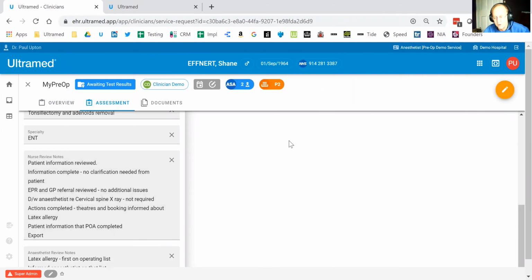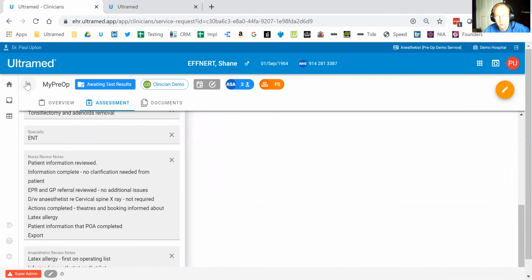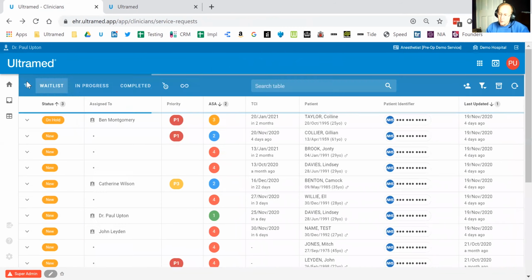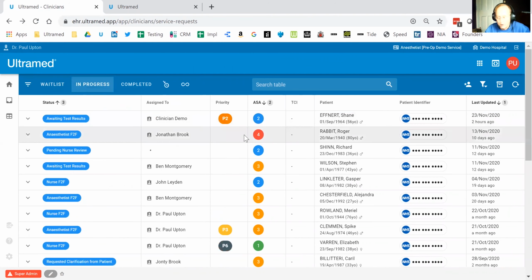This allows us to then look at various different ways within the system so that we can actually filter the patients by those that are assigned to me or whether they're assigned to a different clinician, or search by their ASA grade.